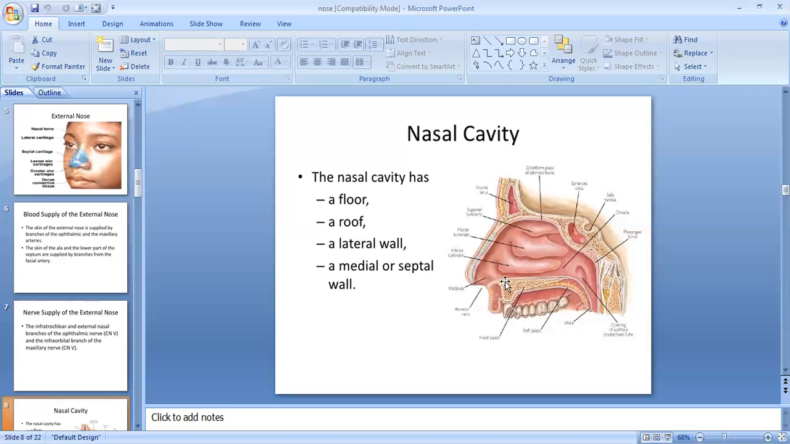And in the lateral wall, you can see these are shelves, bony projections. These bony projections are known as conchae or turbinates. They are three in number: superior turbinate, middle turbinate, inferior turbinate. And these bony shelves have spaces which are known as meatus, and different sinuses open into these meatus.